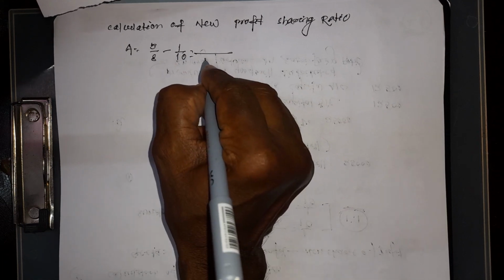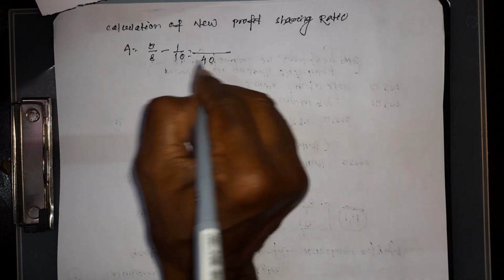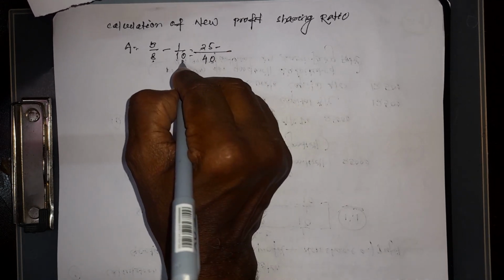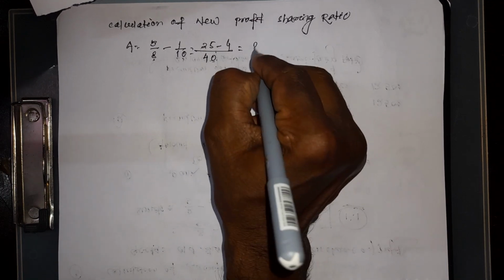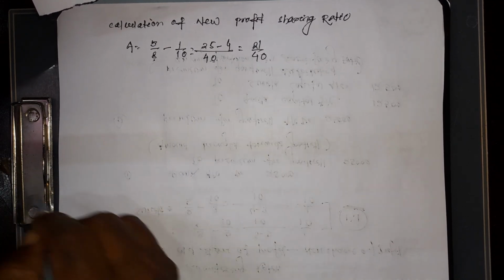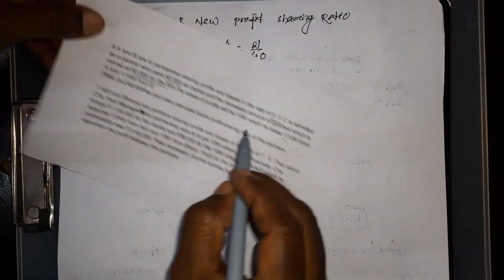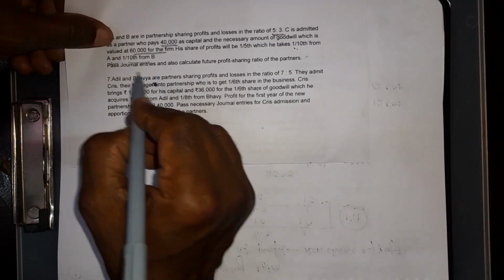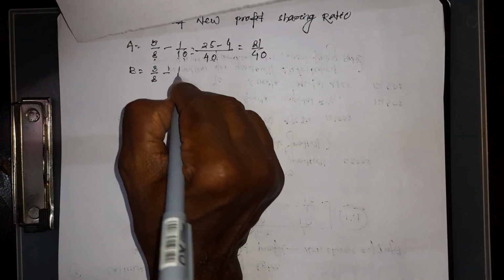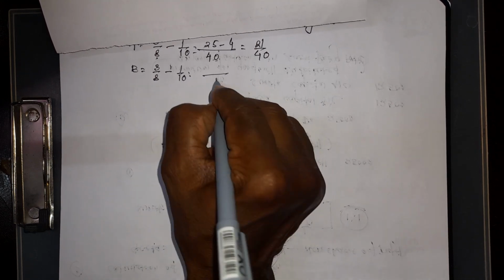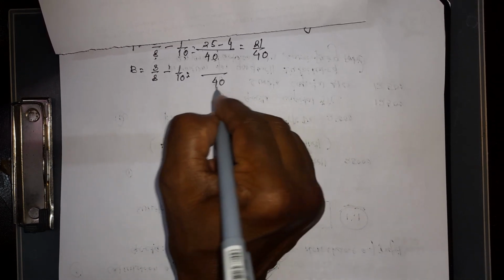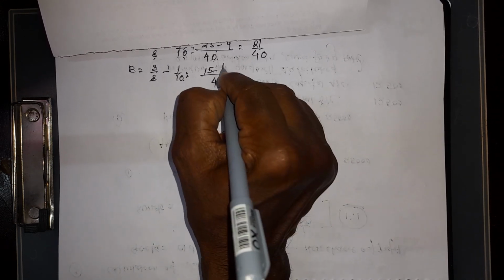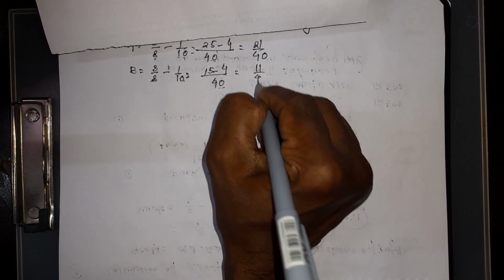So that means it will be 40. 40 divided by 5 is 8, 5 into 5 is 25. 40 divided by 10 is 4, 4 into 1 is 4. So it will be 21/40. Similarly for B, what was his old share? 3/8. Here also it is mentioned, 1/10 from B. So minus 1/10. It will also be 40. 40 divided by 8 is 5, 5 into 3 is 15, minus 4. That will be 11/40. Clear?